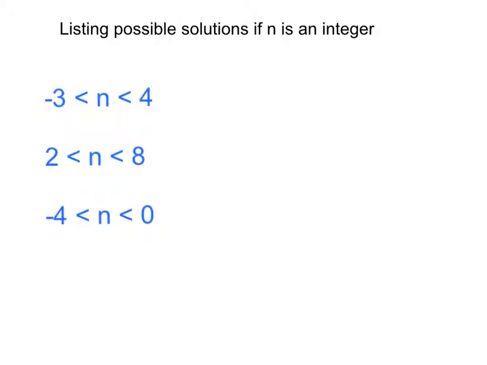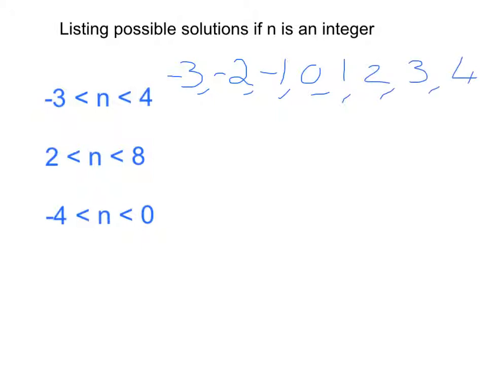Sometimes we're given an inequality and asked to list all possible solutions if, and this is the important bit, n is an integer. That just means if it's a whole number. So let's look at this example together. This is telling us that -3 is less than n and n is less than 4. So we know if we picture this on a number line, we know that n is between -3 and 4. So we need to write out all the numbers between -3 and 4.